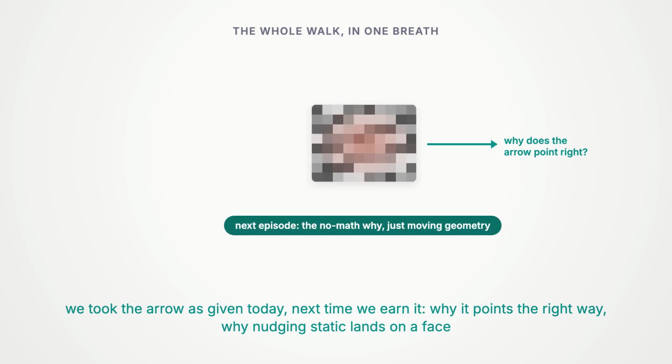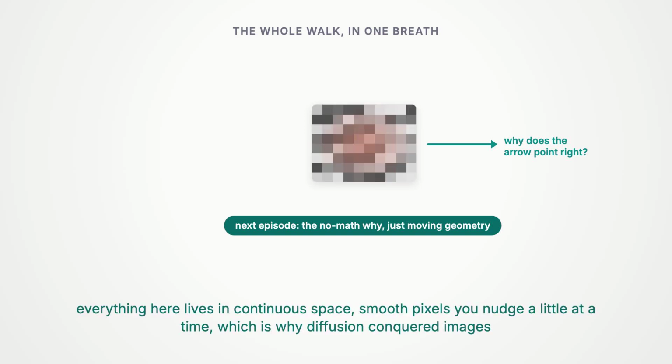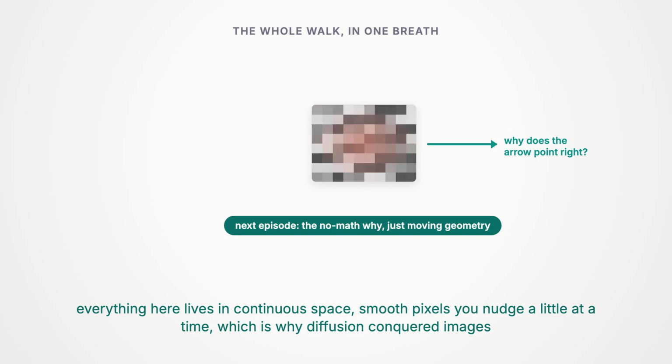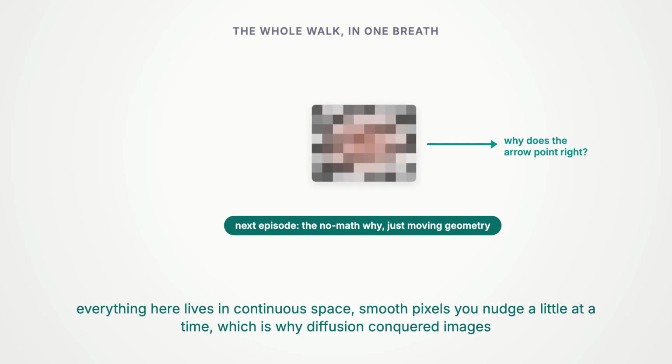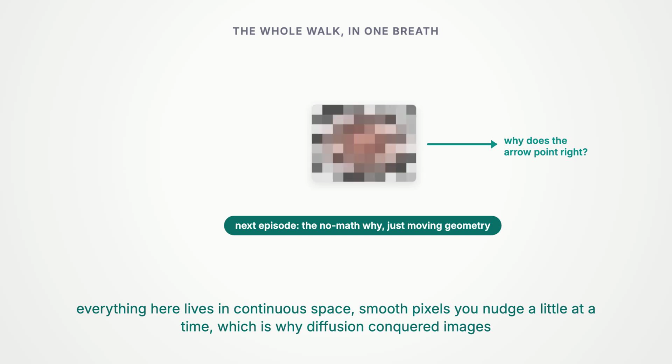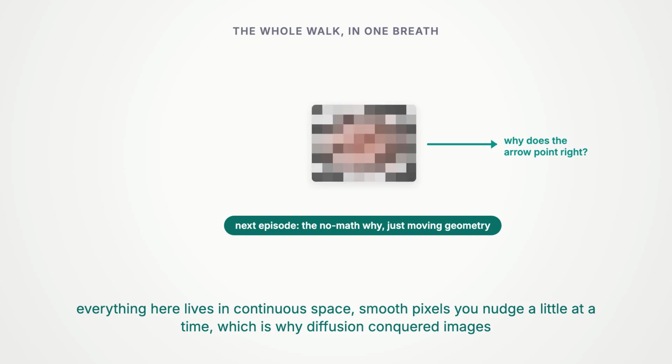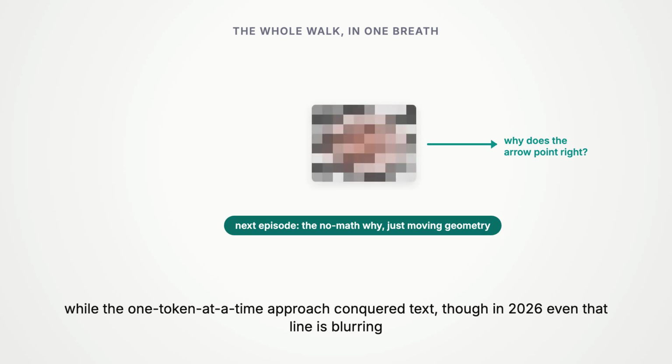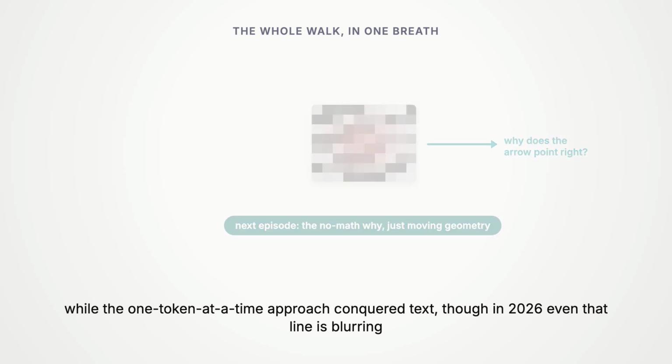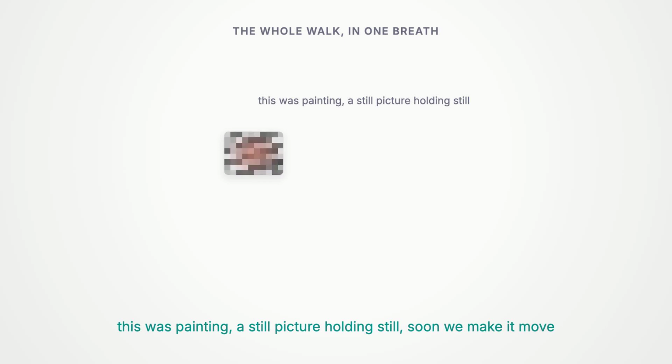And notice, everything here lives in continuous space, smooth pixels you can nudge a little at a time, which is exactly why diffusion conquered images, while the autoregressive, one token at a time approach you met earlier conquered text. In 2026, even that line is blurring and some image models now generate in tokens too. But that is a story for later. This was painting, a still picture holding still. Soon we make it move.